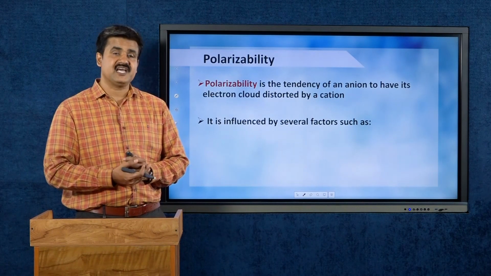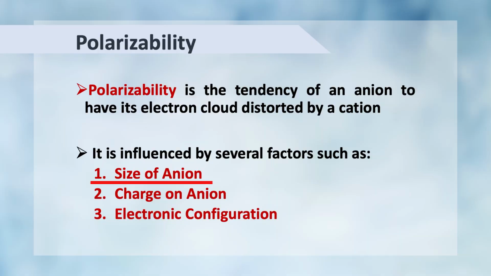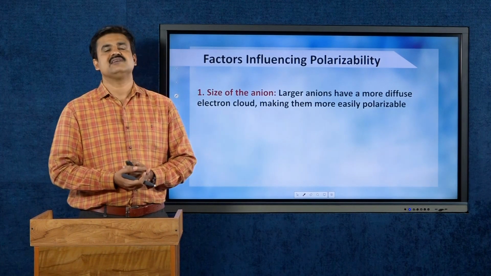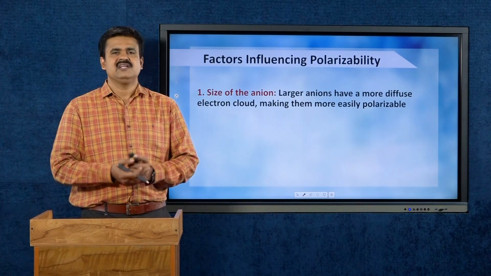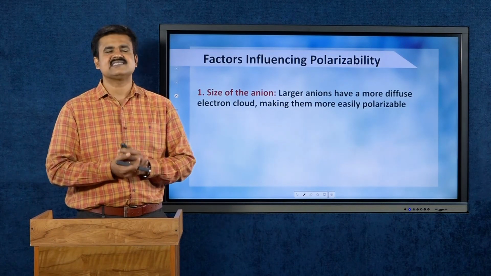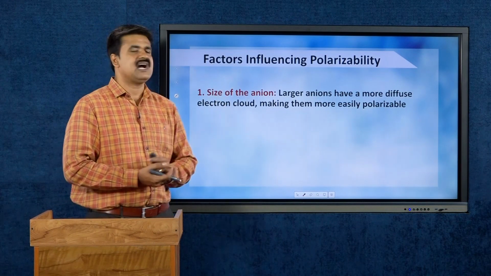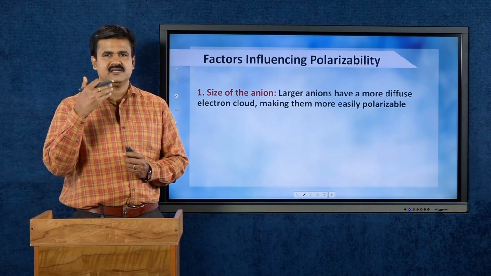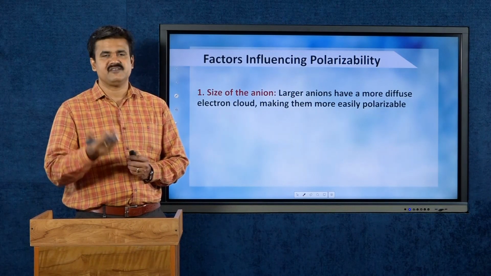The polarizability of an anion is influenced by several factors such as size of the anion, charge on the anion, electronic configuration, etc. Now we are discussing more about the factors influencing polarizability. First of all, size of the anion. The question arises is how size influences polarizability of an anion. The answer is here. Larger anions have a more diffuse electron cloud, making them more easily polarizable. That is, higher the size of the anion, its polarizability will be high.